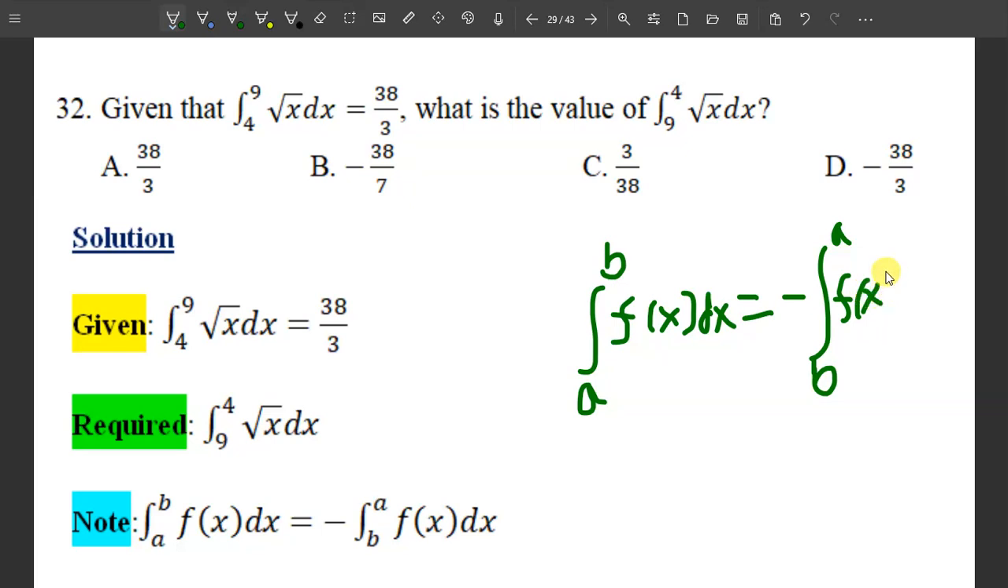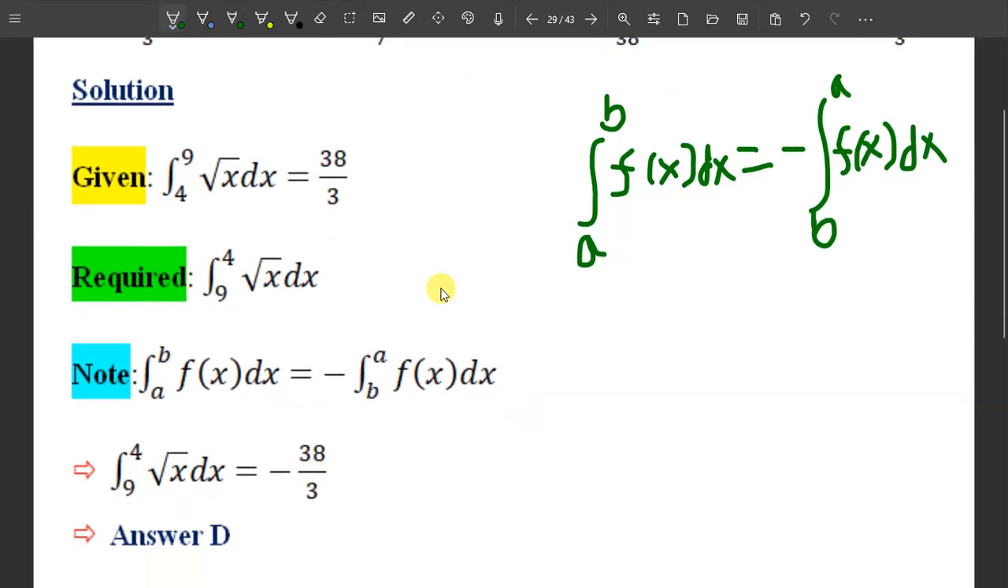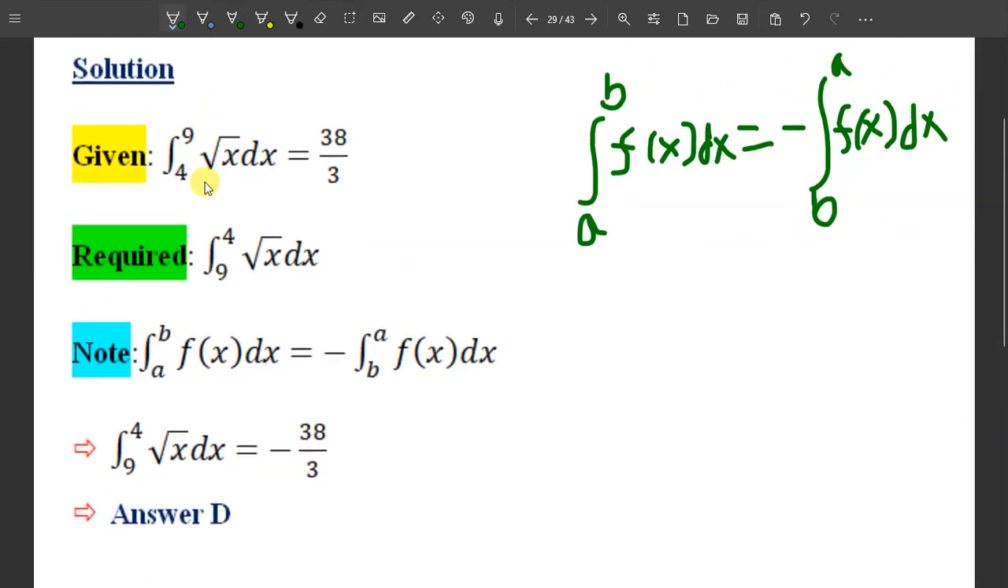Therefore, the integral from 9 up to 4 of radical x must be equal to the negative of this integration. Now here I have already done it as such. This is given, and what is required?